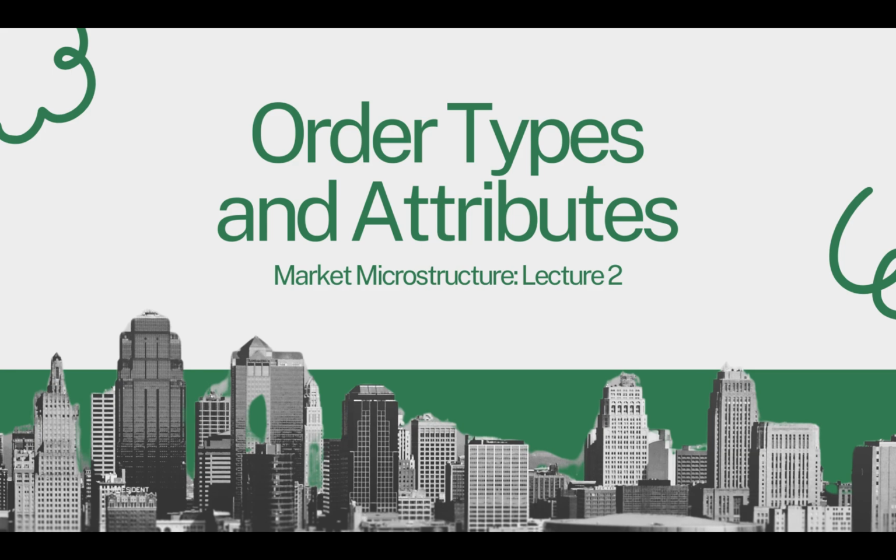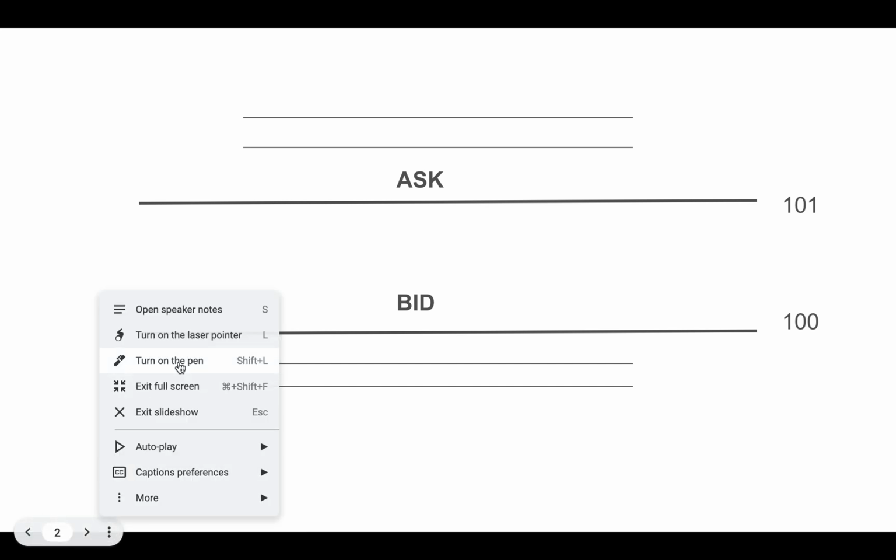In today's lecture, we're going to go over order types and attributes. So we go back to our previous example of the order book where we have the ask and bid side. The first order that we're going to look through is the market order. The market order is the most simple one. It's basically the order that we want to execute as soon as possible.